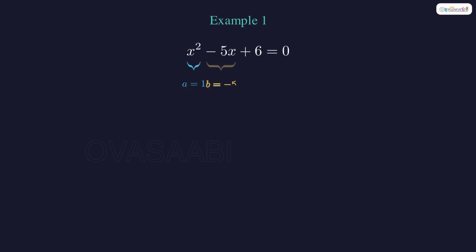Example 1. Solve x squared minus 5x plus 6 equals 0. First, identify your values. a is 1, b is negative 5, and c is 6.